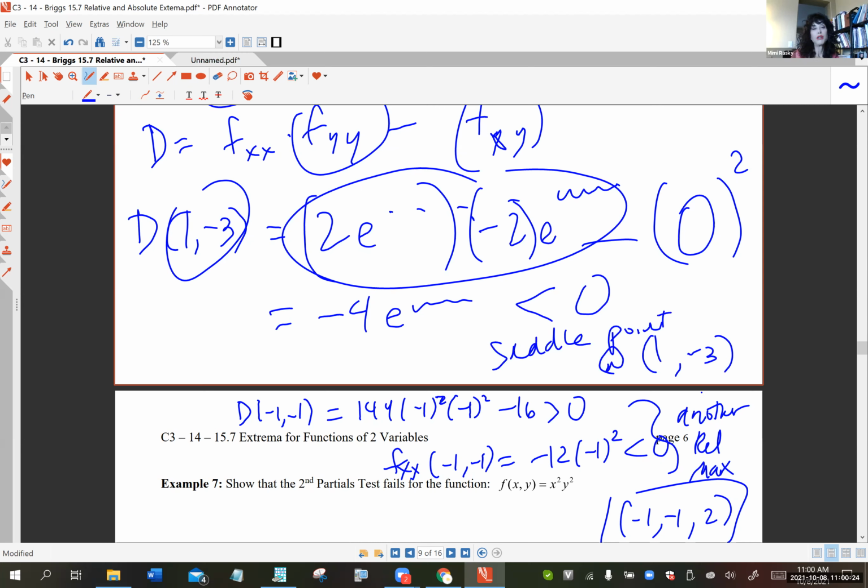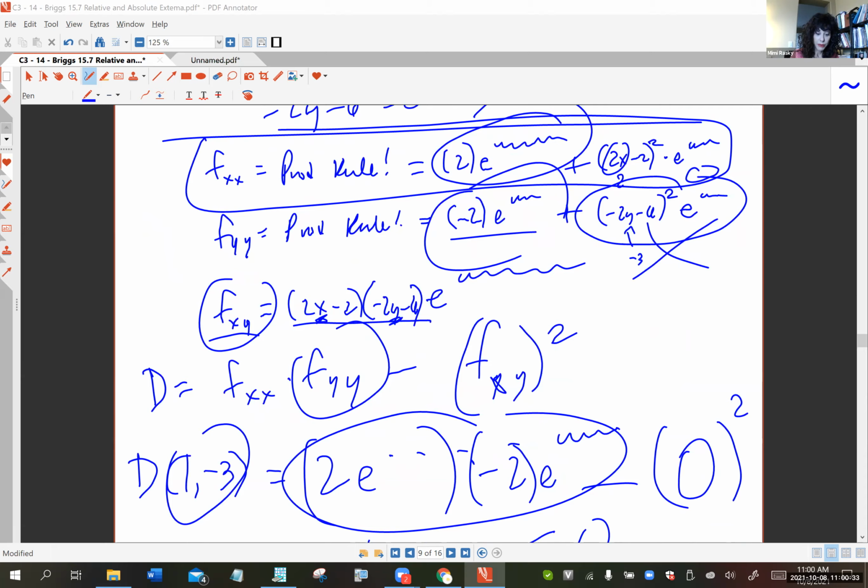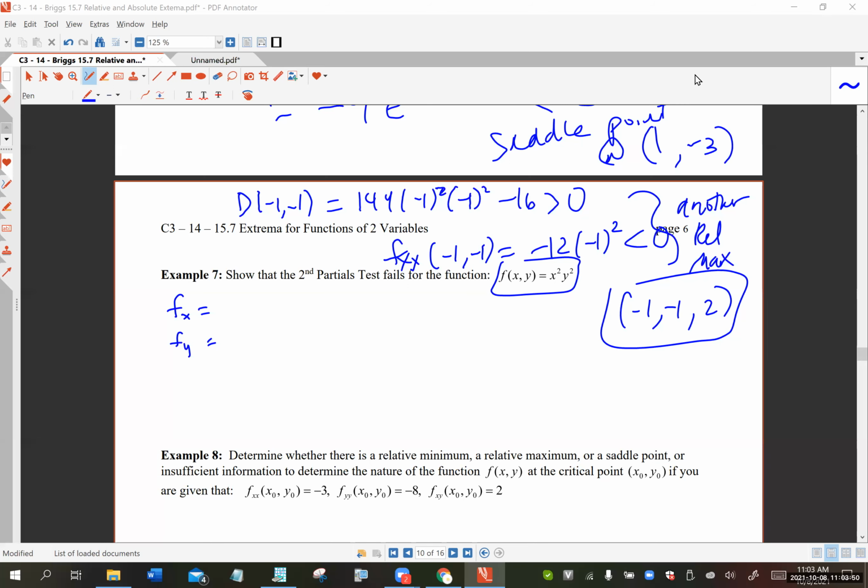Now, does that always happen for exponentials? No, you can have an exponential that has a max or a min. This particular one ended up having a saddle point. Yeah, let's keep going for the second partials test to fail here in the next problem.